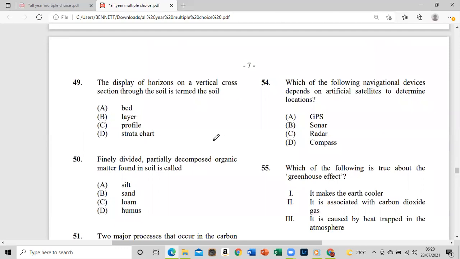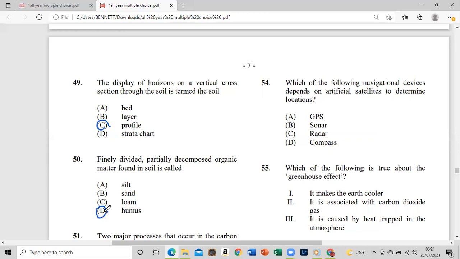The display of horizons on the vertical cross section through the soil is termed the soil bed layer, profile, or the strata chart. So 49 is C, the profile. 50. Finely divided, partially decomposed organic matter found in soil is called silt, sand, loam, or humus. And that is humus.